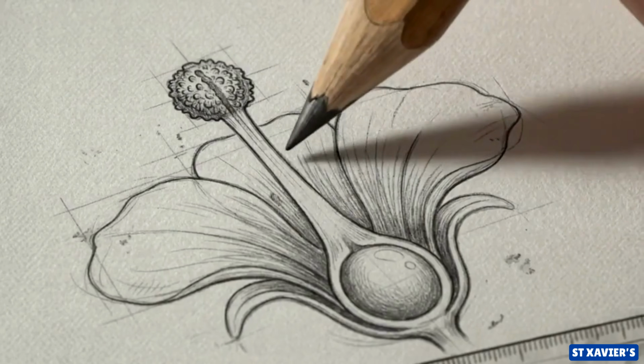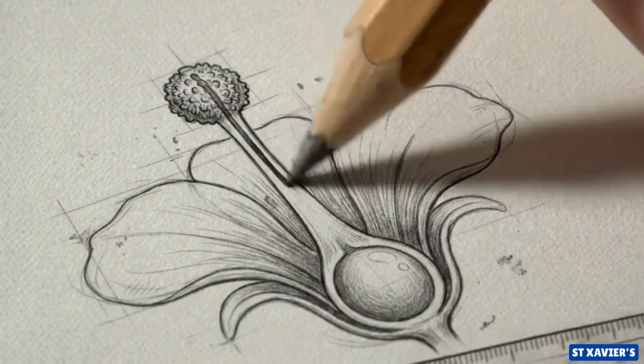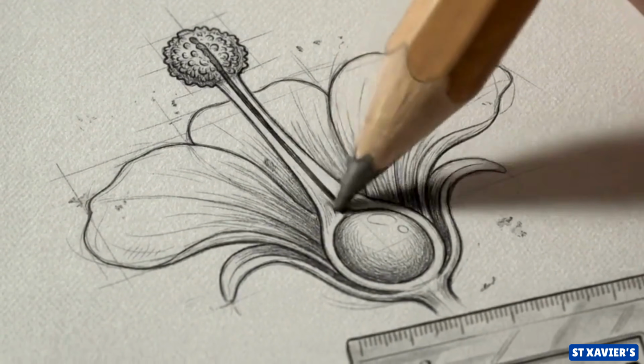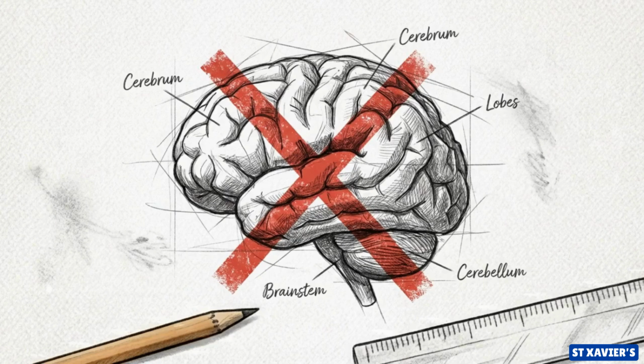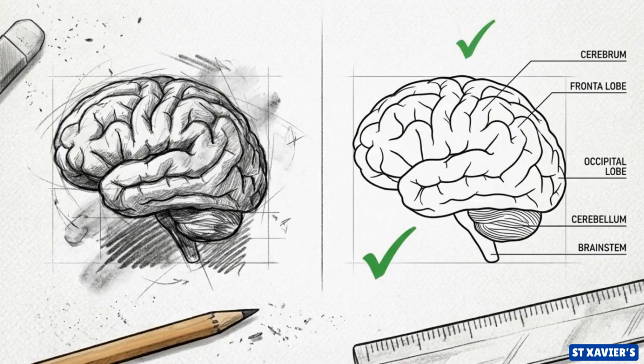You must clearly show the pollen tube traveling all the way down the style to reach the ovary. Artistic shading will not earn you extra credit here. Biological diagrams are scored strictly on structural accuracy and correct anatomical orientation.